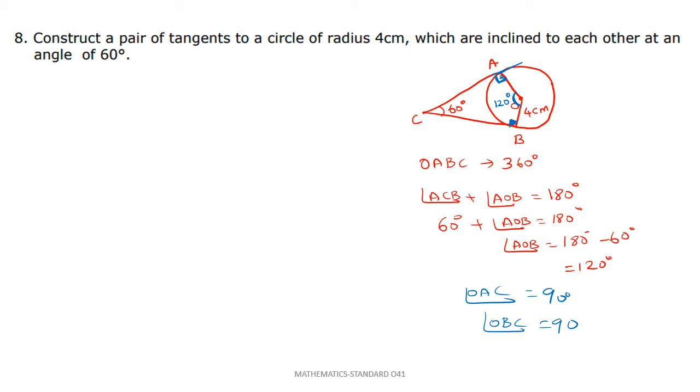So now you need to make a construction for this rough diagram. So how to start that construction? Step 1, you need to draw a circle. Take 4 centimeters in your compass and draw a circle. The second step, mark a line AB. You can mark it anywhere on the circle and you join it.